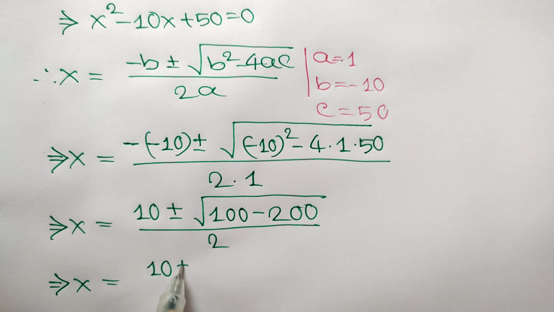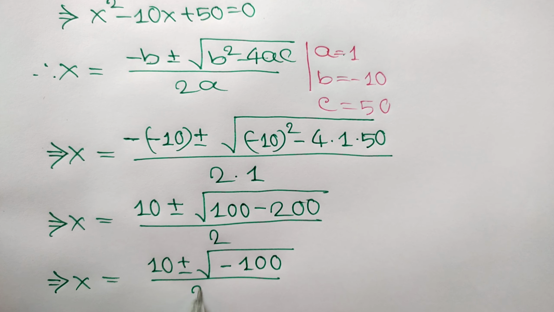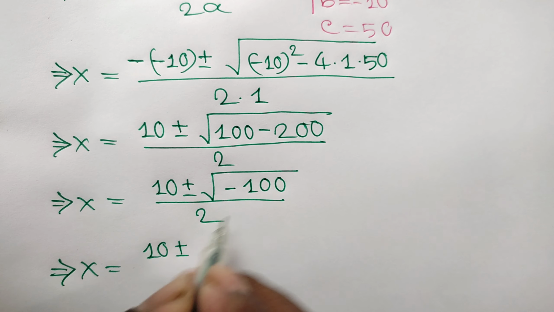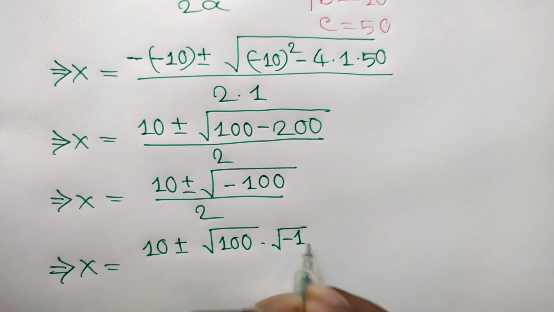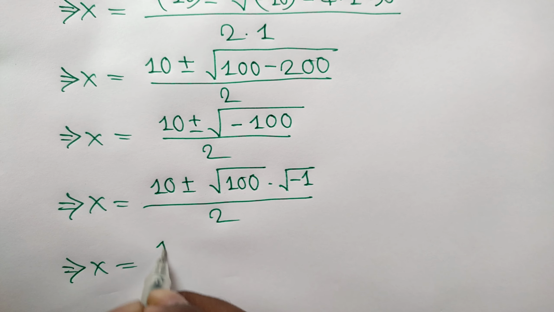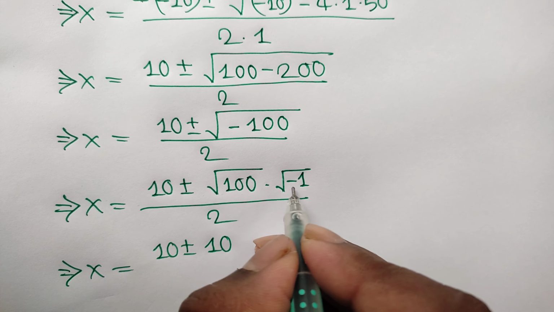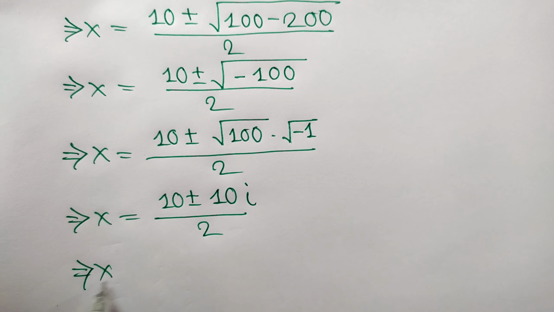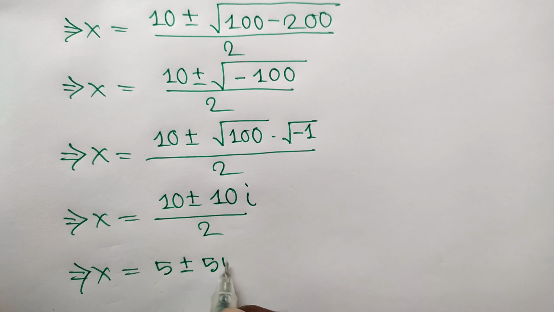Or x is equal to 10 plus or minus square root of 100 minus 200 is minus 100, over 2, or x is equal to 10 plus or minus, here we can write square root of 100 times square root of negative 1, over 2, or x is equal to 10 plus or minus, we know that square root of 100 is 10, and again square root of negative 1 is i, over 2, or x is equal to 10 over 2 is 5 plus or minus 10 over 2 is 5i.